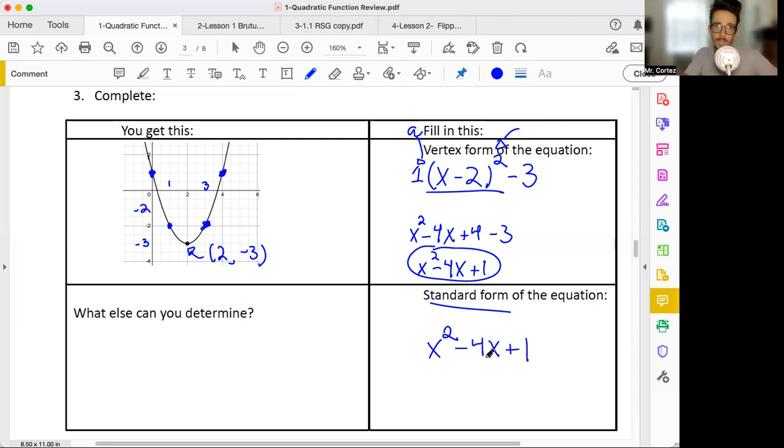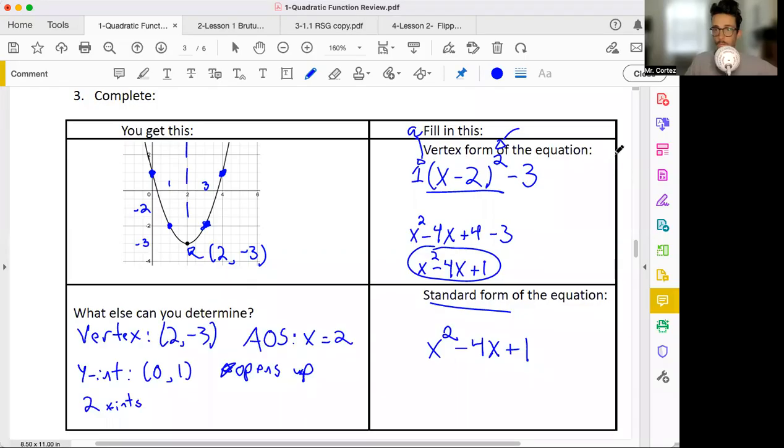What else can you determine? Looks can be deceiving, but what's something we can definitely look at and say about this? Take a moment, think about it. So you could probably say things like this. You have this vertex, which we just talked about. We have that axis of symmetry where x equals 2. Y-intercepts at 0, 1, which we already talked about, opens up. There are 2 x-intercepts. I'm going to leave it up to you to find these.